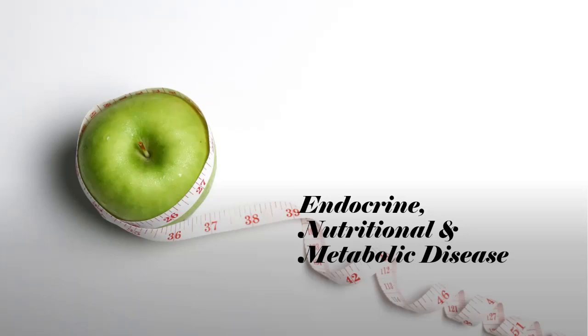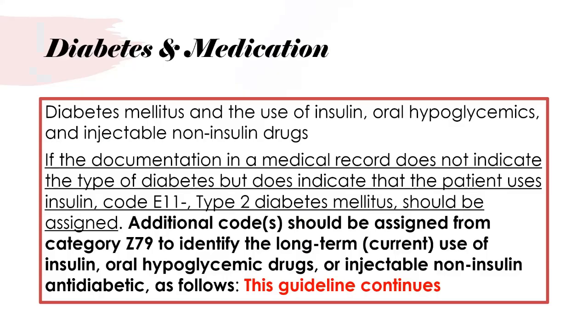So if you're trying to follow along in the guidelines, this is chapter 4 guidelines. Again, this is endocrine, nutritional, and metabolic disease. So let's get started. So diabetes mellitus, and the use of insulin, oral hypoglycemics, and injectable non-insulin drugs. So we're not going to get into details about the disease itself because we covered diabetes as a project in medical terminology. So what you could do is review your notes for medical terminology in regards to diabetes.